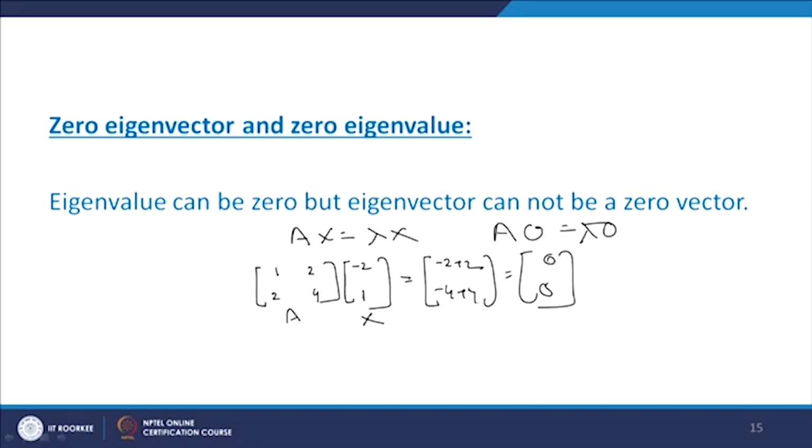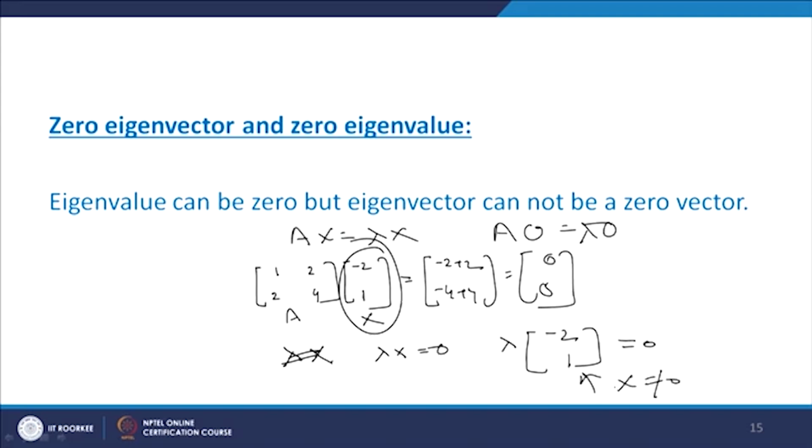Now, x we have taken here. What can we write? We can write lambda x. So we get lambda x equal to 0. Now we write lambda times x, and x is [-2, 1], equals 0. But this x is non-zero, so the possibility is that lambda equals 0. That means an eigenvalue can be 0, but this is not true for an eigenvector.